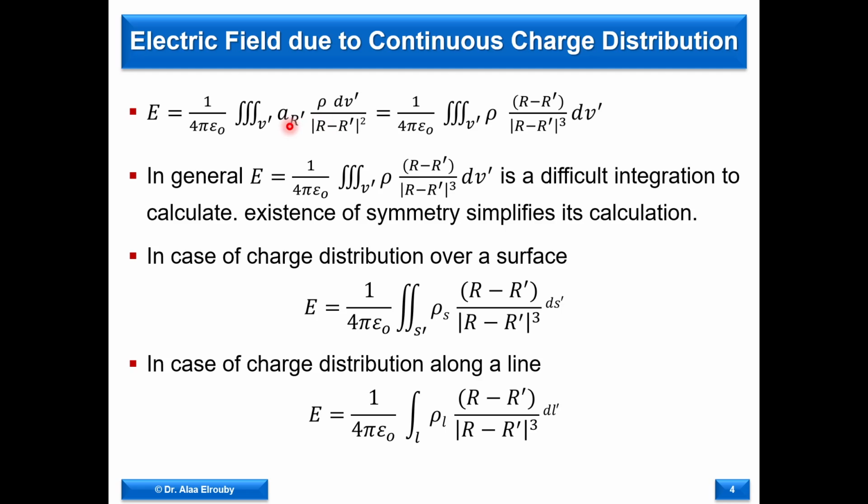So what we have here is we just replaced the unit vector with the vector divided by the magnitude. The magnitude of this vector is the same as this magnitude, so the square will be cubed. So those two formulas are equivalent, or actually they are the same.